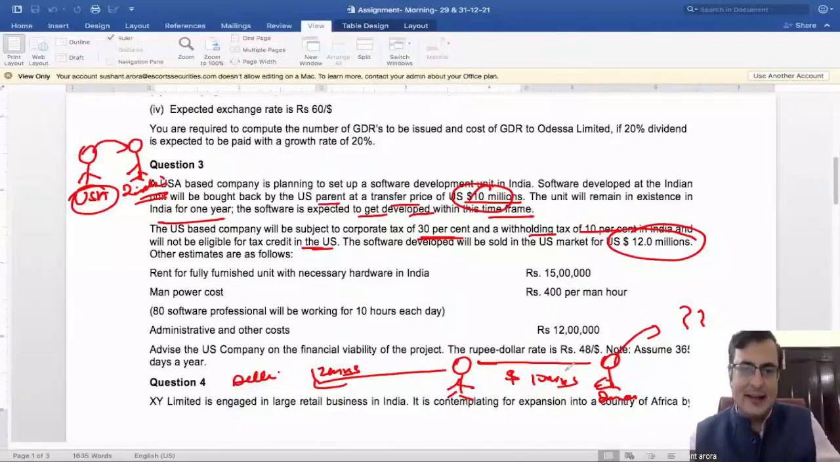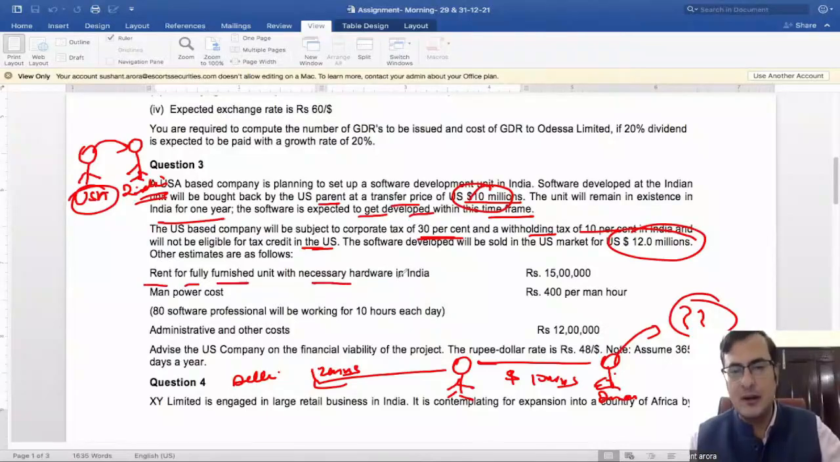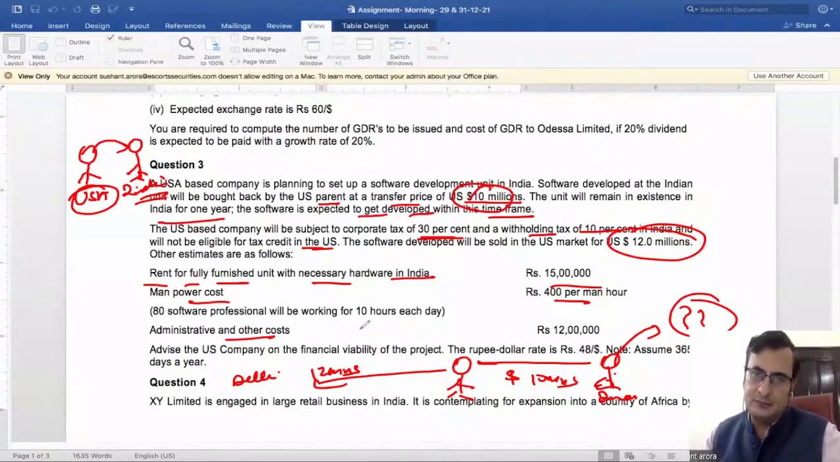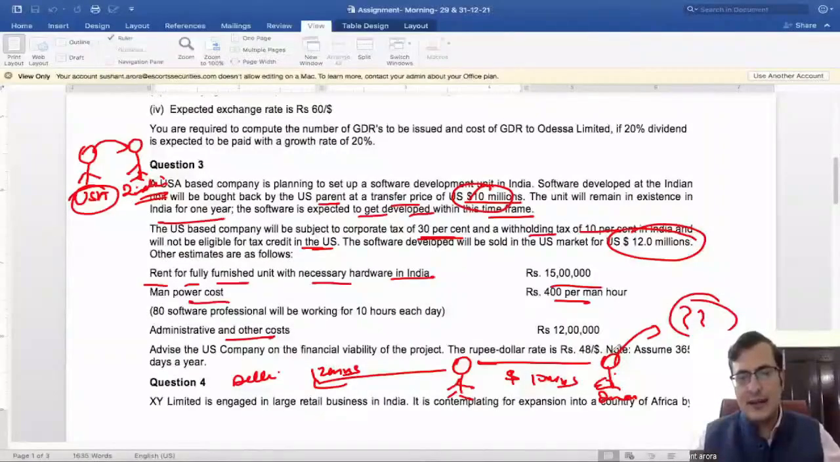For that, it is telling you that if it is carried out in India, you will have to pay a rent for a fully furnished unit, which is this much. There will be a manpower cost of this much. 80 professionals will be working for this number of hours. There will be an administrative cost, and advise the US company on the financial viability of the project, whether they should do it or not. The rupee dollar rate is 48 per dollar, so $1 equals 48 rupees. Assume they will be working 365 days.